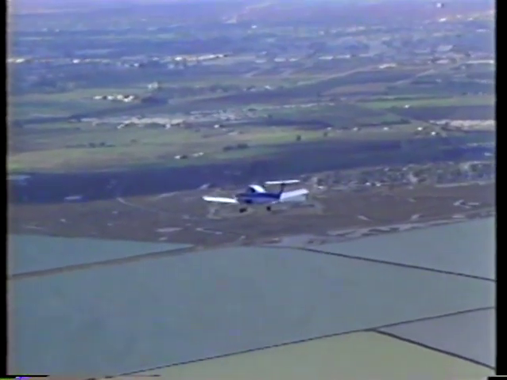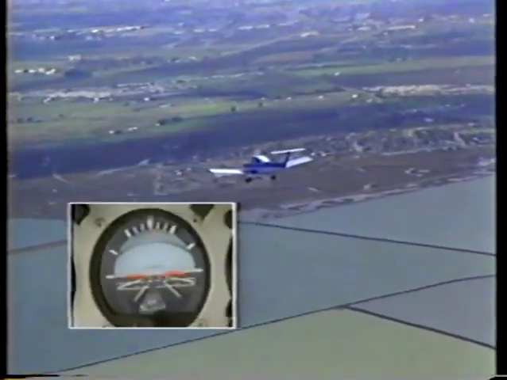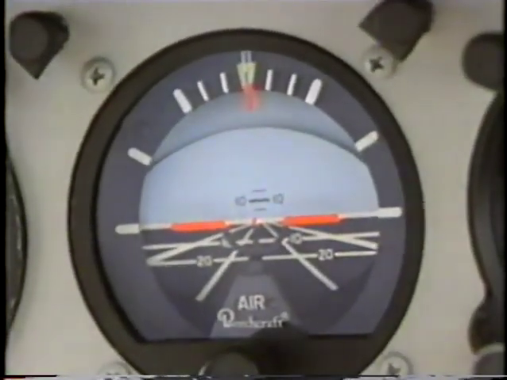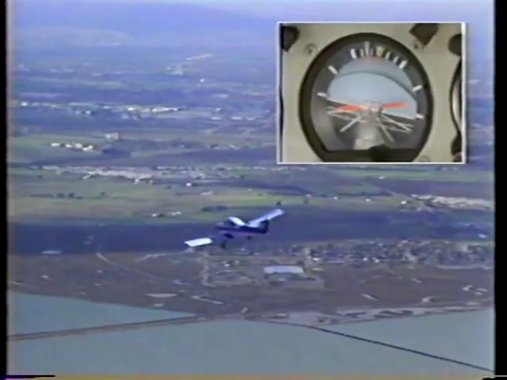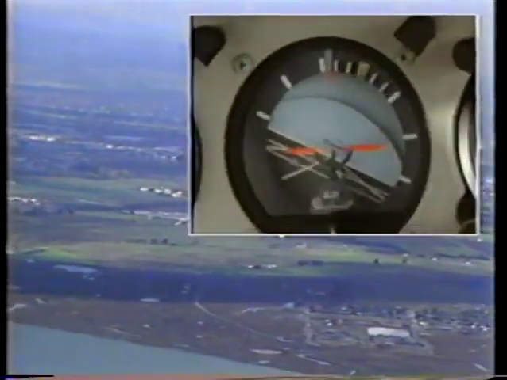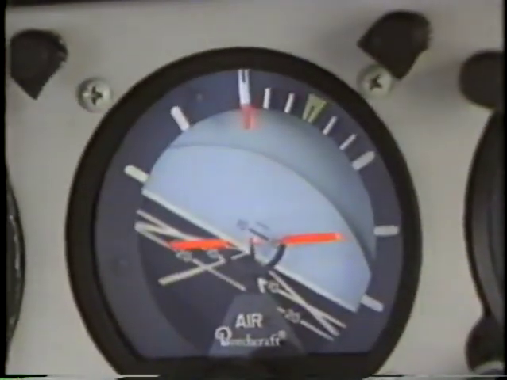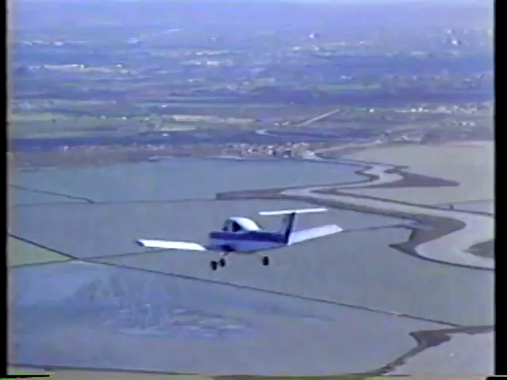For example, when your airplane is in straight and level flight, the attitude indicator will show wings level and the nose on the horizon. In a left climbing turn, the attitude indicator shows the degree of bank and the nose above the horizon. This attitude indicator shows a left climbing turn of 30 degrees bank with a 5-degree nose up attitude.